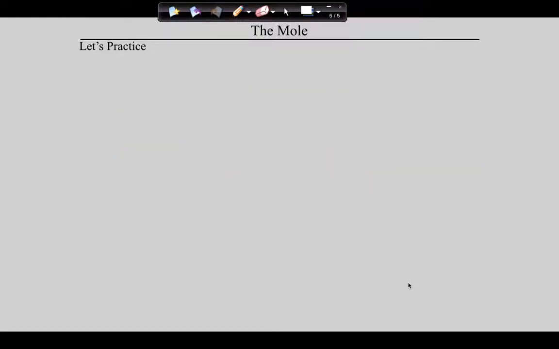Guys, we're going to solve 2 problems together. Write this down with me. The question is this: what is the mass of 2.3 moles of NO2?